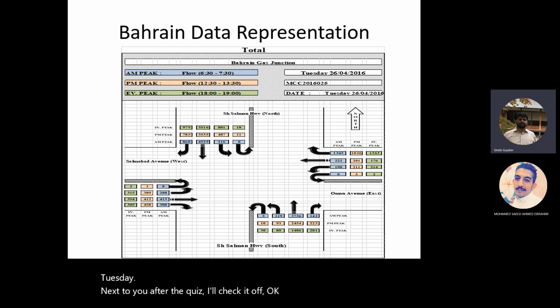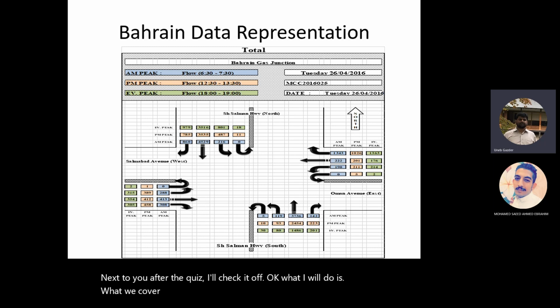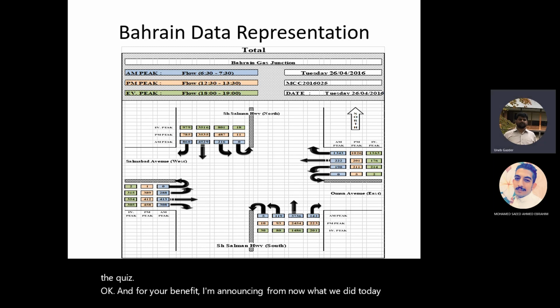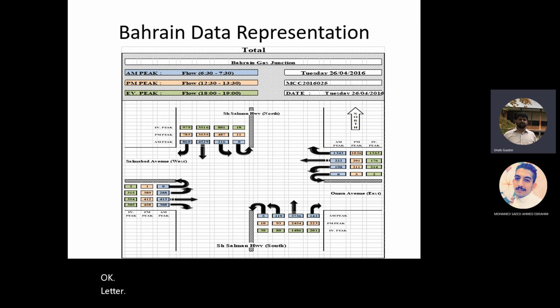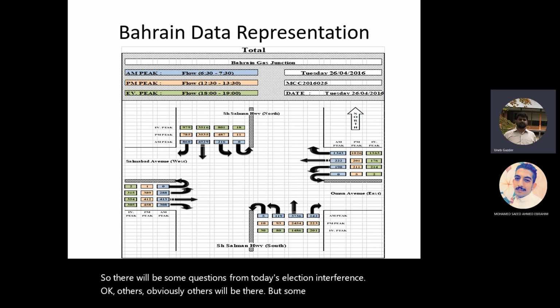What I will do is, what we cover on Thursday, up till this, you will obviously read it for the quiz. And for your benefit, I'm announcing from now: what we did today, there will definitely be some questions from it in the quiz. Got it? Others will obviously be there, but some questions from today's lecture as well.